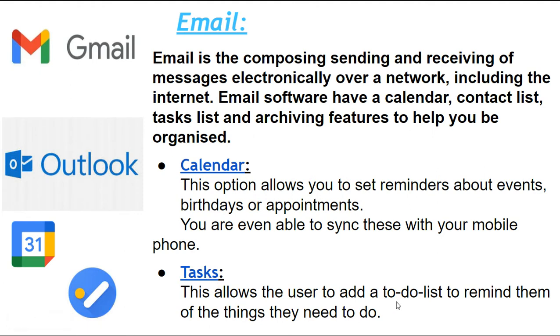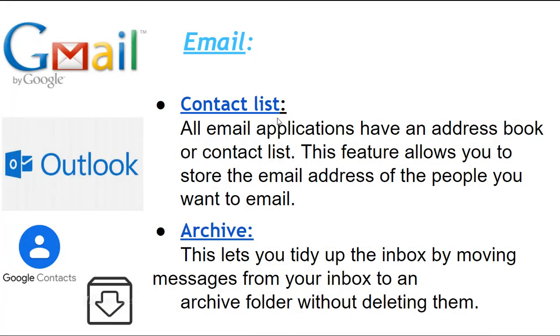Tasks. This allows the user to add a to-do list to remind them of the things they need to do. Contact list. This is your address book. So all email applications have an address book or contacts list. This feature allows you to store the email addresses of the people you want to email. In the context of a business or a school, anyone that is on that domain will have their email address automatically captured for you, and you just have to start typing their name and their email address will pop up in the search box. Archive, this icon, lets you tidy up the inbox by moving messages from your computer to an archive folder without deleting them.